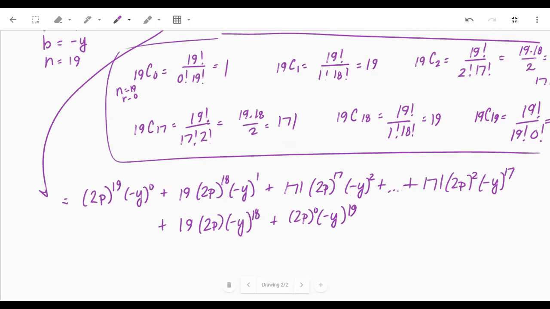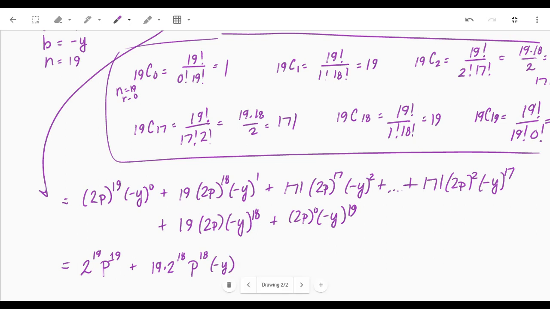And then we could simplify that even more, because the negative y to the 0 would just be 1. So I would have 2^19 p^19. And then I would keep going with that a little bit. So I'd have 19 times 2^18, right? Because I can just split that up. (2p)^18 is 2^18 times p^18. So p^18 times negative y.